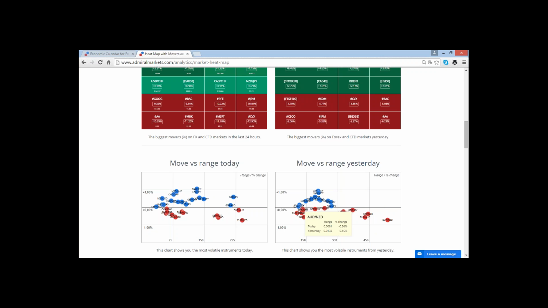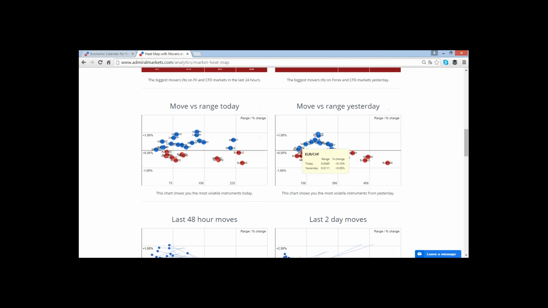And the lowest movers are New Zealand, euro pound, euro Swiss, AUD CAD. The typical ones. Pound USD not so much, but these are quite typical. You know, the kind of crosses that don't tend to move much are located where there's little movement and volatility.